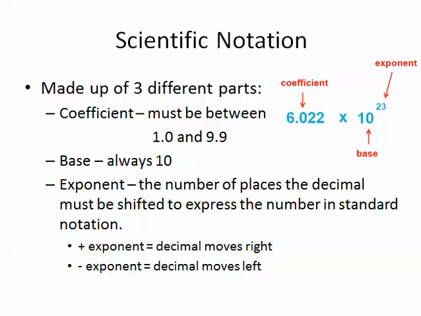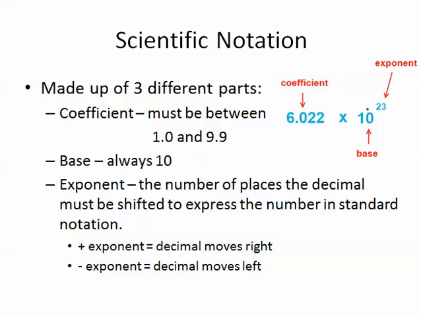The first part is called the coefficient. This is the number out front. It is important to note that this number should always be at least 1 but less than 10. We always multiply our coefficient by a base of 10, and then there's an exponent on that 10.